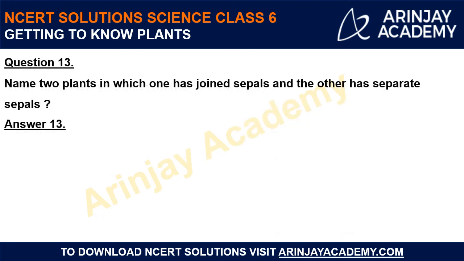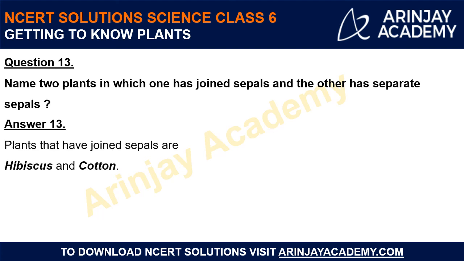Question 13. Name two plants in which one has joined sepals and the other has separate sepals. So we have just seen in the question 9. So recall from there that sepals are the green leaf-like structure which surrounds the petals. Okay so जो sepals है बच्चों, ये दो तरीके से आपको मिल सकते हैं. They can be joined with each other or they may be separated. So आपको यहाँ पे simply examples देना है two plants का for each category, जिनमें आप joined sepals observe कर सकते हैं and in the one where you can observe the separate sepals. So let's see the answer.